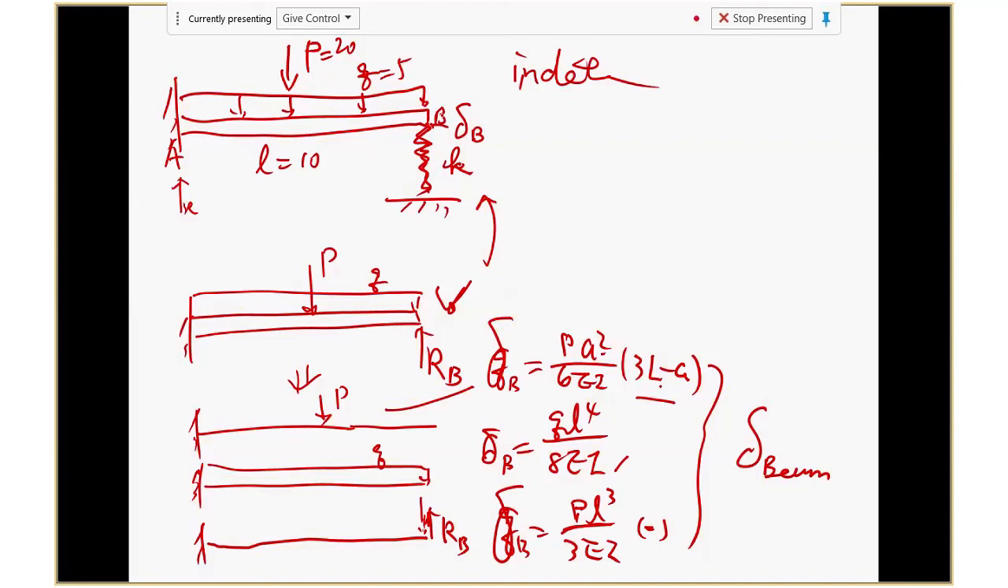Right. Because if you look at this point B here, when this point moves down delta B, then the beam moves down delta B. Also, the spring has to compress by delta B. So therefore, you should have delta B of the beam equal to delta of the bar, of the spring. This is the amount of compression. Okay, now delta B of the beam, do we know that? It's here. You just calculate the 3 together. Okay, what's the delta bar?